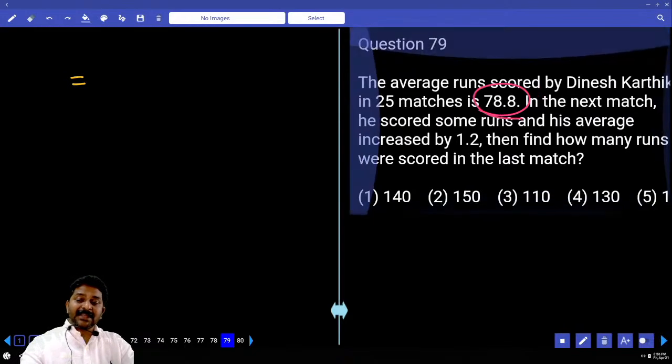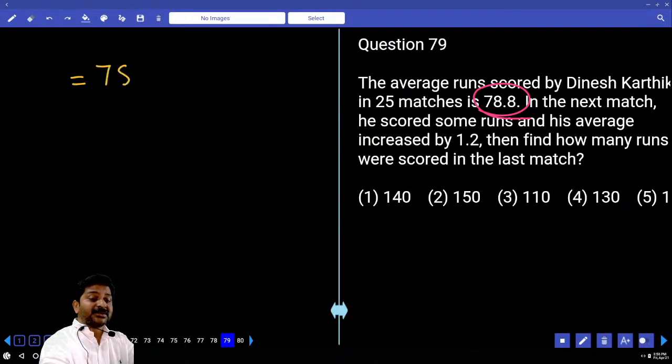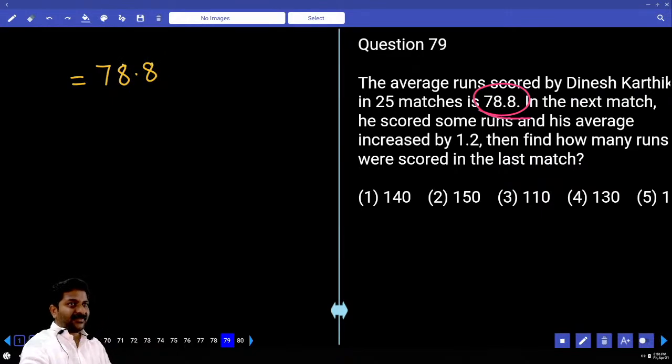In the 26th match also, if he scores 78.8 runs, which was the average till that match, what will happen to the average? Average will be the same as before. But after 26 matches, what happened to the average? Average increased. That means Dinesh Karthi scored more runs than 78.8 or fewer? More runs, correct.